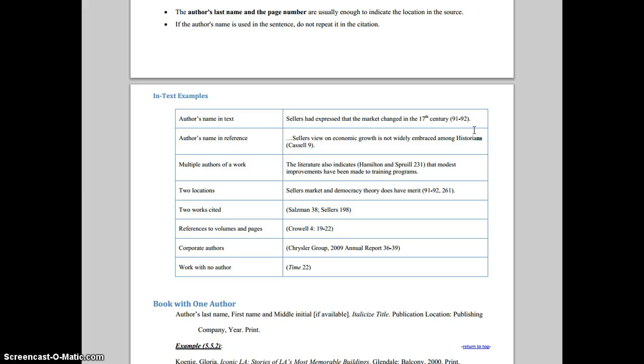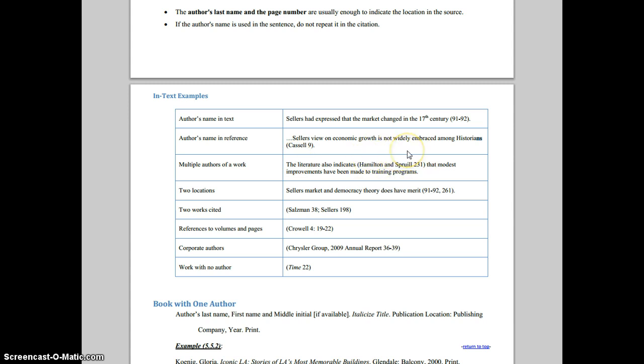This is one of the few times where you're okay to actually put your punctuation outside of the quotation marks. If there's multiple works of an author, you can go ahead and indicate that here, like they've done.